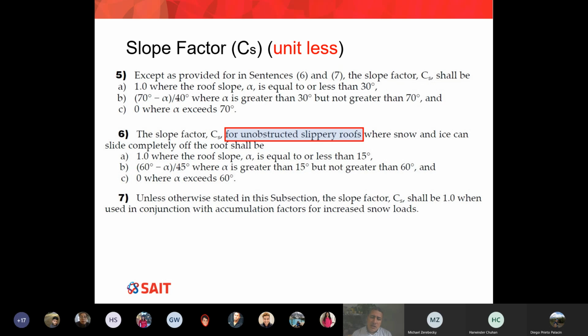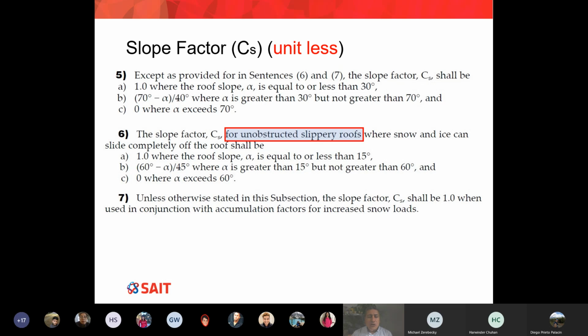So let's go ahead and read number 6. Number 6, the slope factor C sub S for unobstructed slippery roofs. The key here is slippery roof. Unobstructed, I'll tell you more details in a few minutes, but for now, think about slippery roofs. It means a roof whose material is not rough. It allows more snow to fall off the roof, where snow and ice can slide completely off the roof.